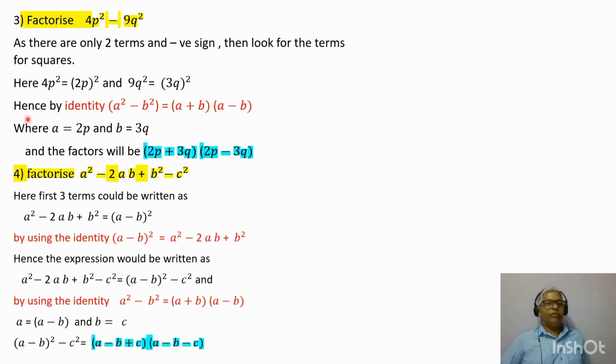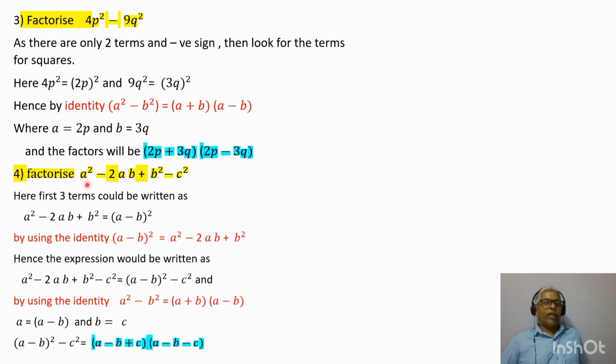So we see the similarity with this identity, which can be used: a square minus b square equals (a plus b) into (a minus b). So if a is 2p and b is 3q, then by this identity the factors will be a plus b, that is 2p plus 3q, and the next bracket 2p minus 3q. You can directly write. So this is again a simple method of finding factors. Actually nothing is difficult, but you need to practice yourself so that you will be thorough with this.